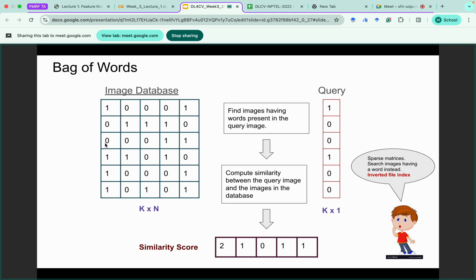So now we have an image database which is like this. For simplicity there are 5 images, and given the query's bag of words representation, I want to retrieve the closest, the most similar image from this database. So how do I do that if these are my representations? Can someone tell which is the closest one for this query?